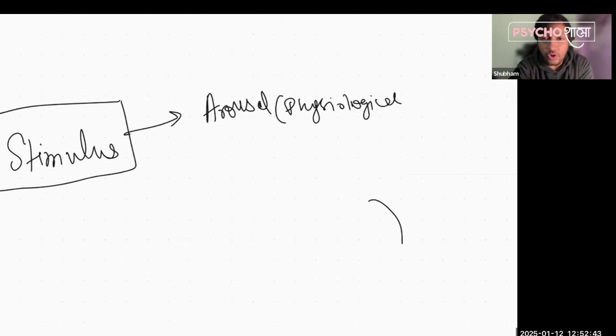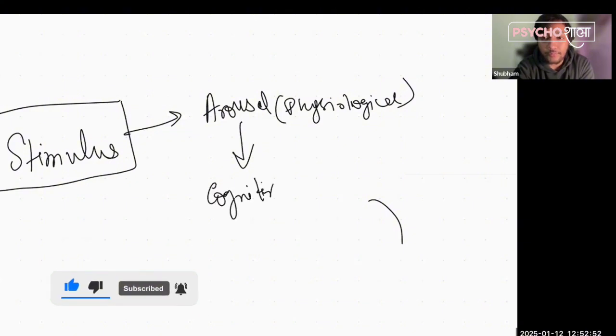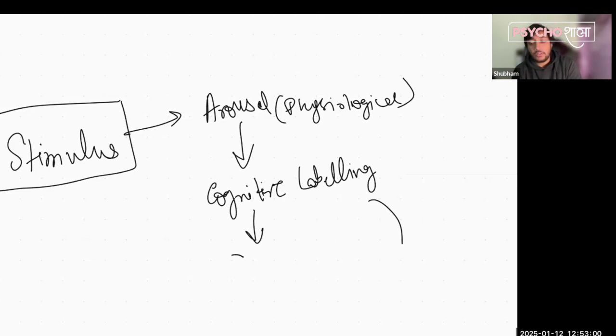Okay. Then there is cognitive labeling, which is the interpretation, जो हम अपने दिमाग में एक स्टोरी बना देते हैं जल्दी से. And then there is an emotion. And this cognitive labeling can be different for different people. Now this is a two-factor theory given by them.